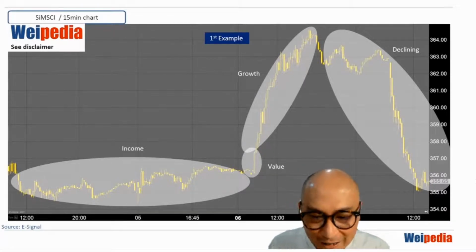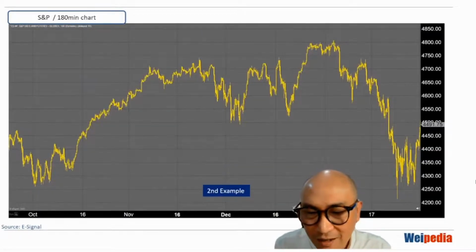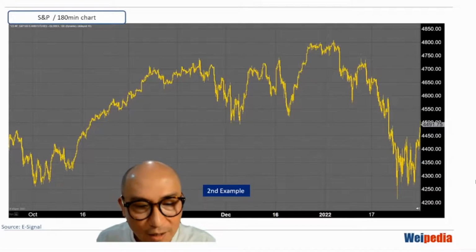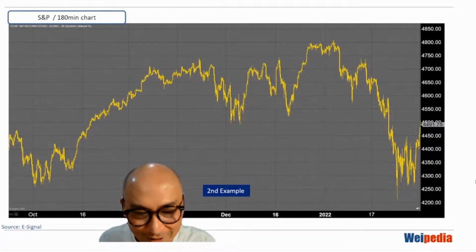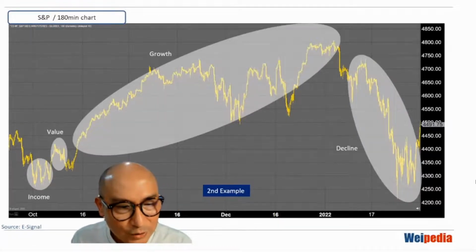Okay, so I'm going to give you another example here on the S&P, and that's quite recent, that we could see this drop, it happened in 2022 January, this drop in S&P. Now, same thing, I'm going to ask you to take a few seconds to identify between income, value, growth, and decline. Could you do that? Okay, I'm going to reveal to you right now. Okay, so that's income, value, growth, and decline.